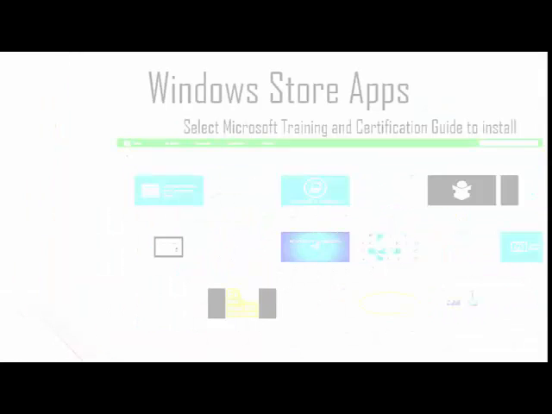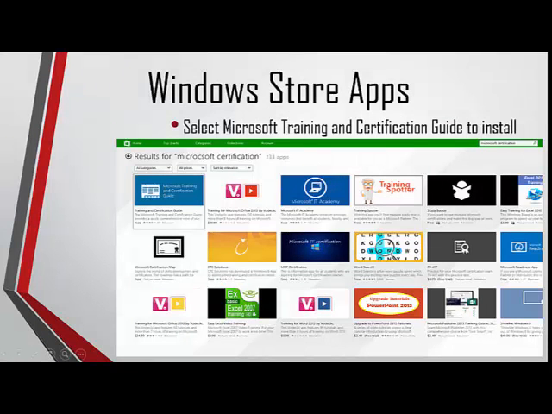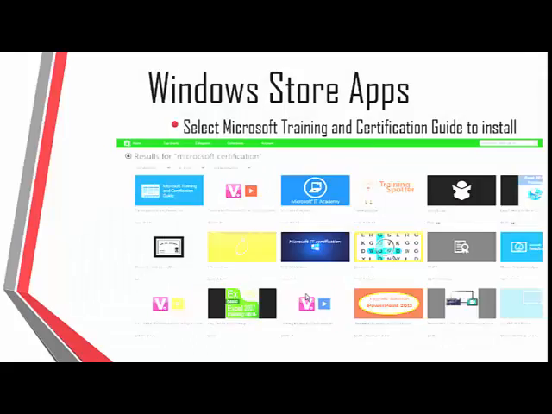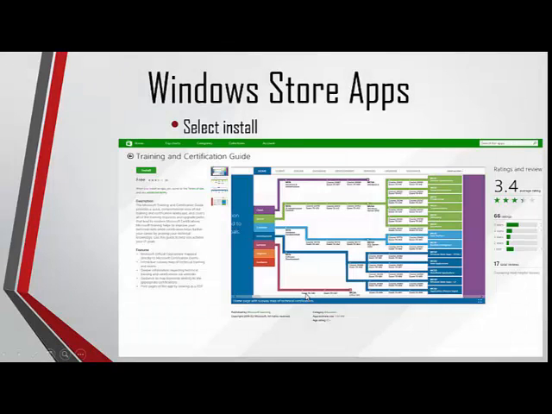Once that happens, you're into the next screen where it brings up options related to what you've typed in. And we want the Microsoft Training and Certification Guide. So we'll go over to it, click on it, and then we'll be directed into the installation screen. It'll give us our ratings and kind of an overview of what it's about, a description as well. In order to install it, simply click the Install button.